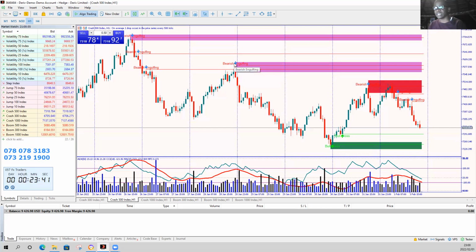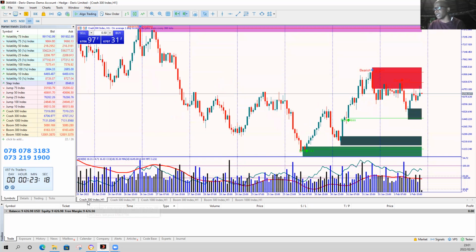I said to you, this software is not only working for the Boom and Crash, but I normally use it more on the Boom and Crash. It also works on the volatilities. It also works on Volatility 75, 50, and others, and also on the Jump. So since we are trading against the spike here, it means every crash we are going to buy.